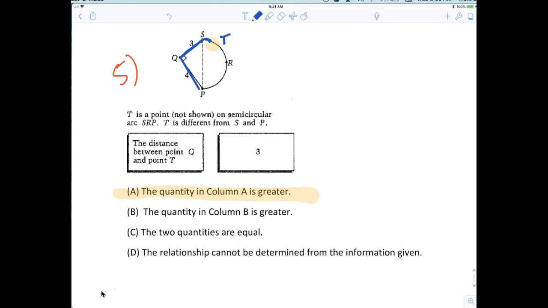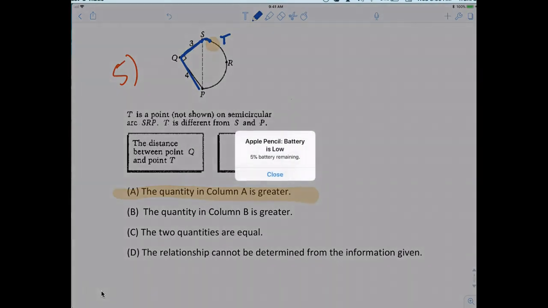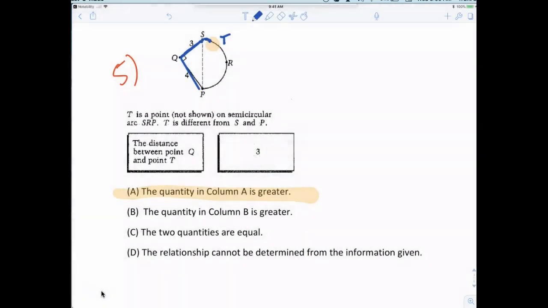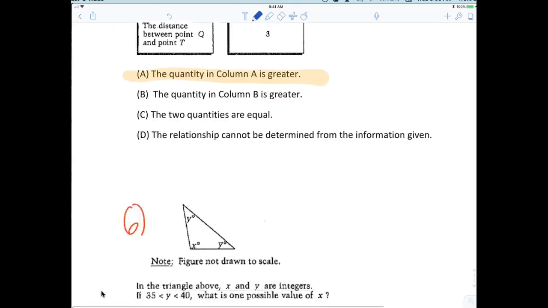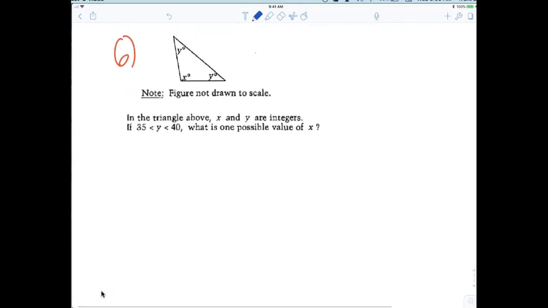Connor, what? So isn't it also possible for it to be along the line between P and S? Very good question. So in order for that to be true, Connor, it says right here, T is a point on the semicircle. Oh, yeah. All right, on the semicircular arc. All right, so let's take a look now at number 6.